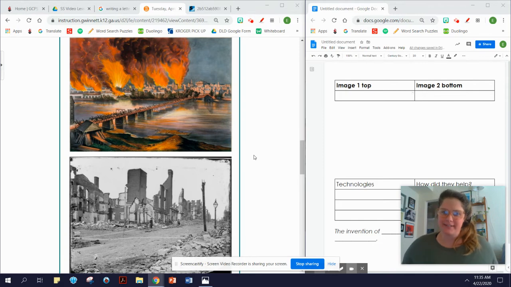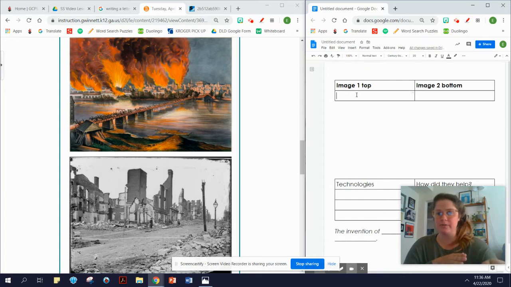So today we're going to start off the day for social studies by looking at these two images. I see this one up here and I see this image down here. We're going to look at both and think about the differences and the similarities. What do we see? What do we notice? What do we wonder? How are the pictures the same? How are they different?